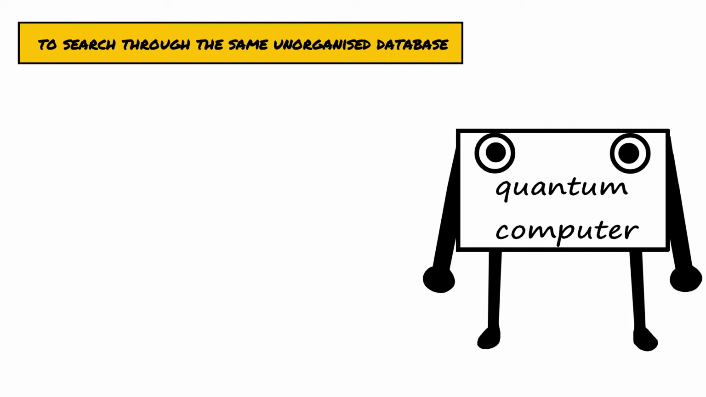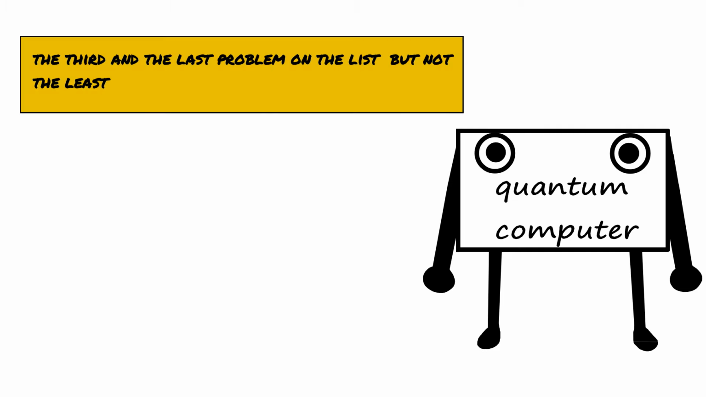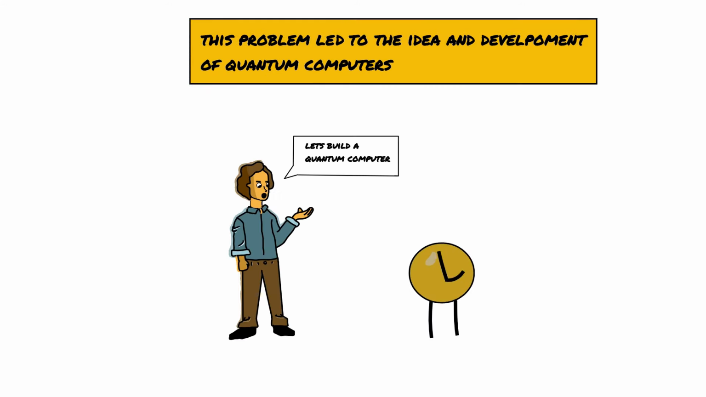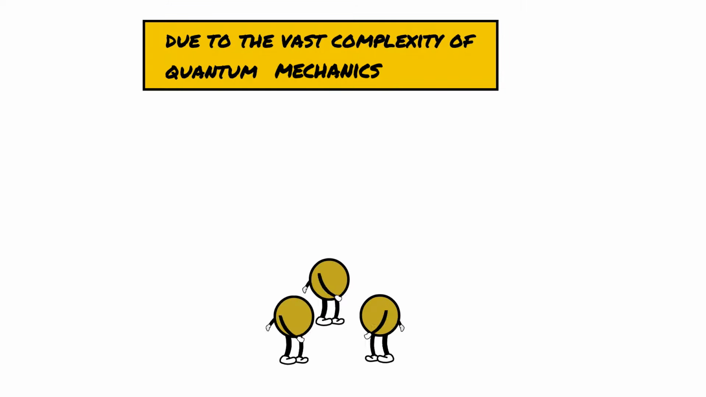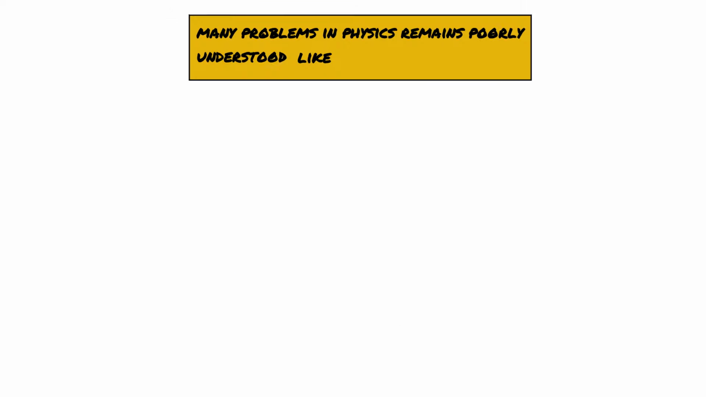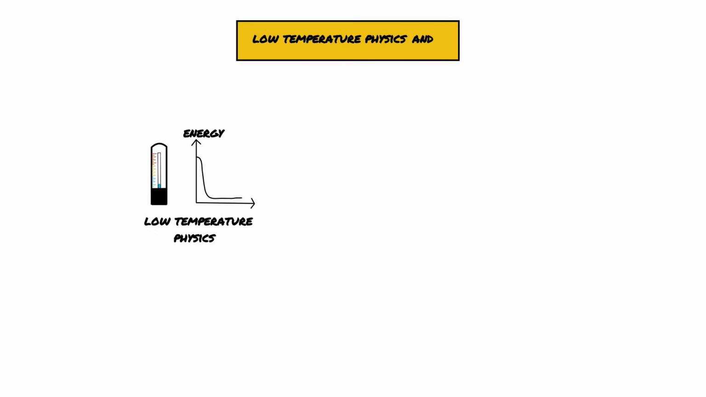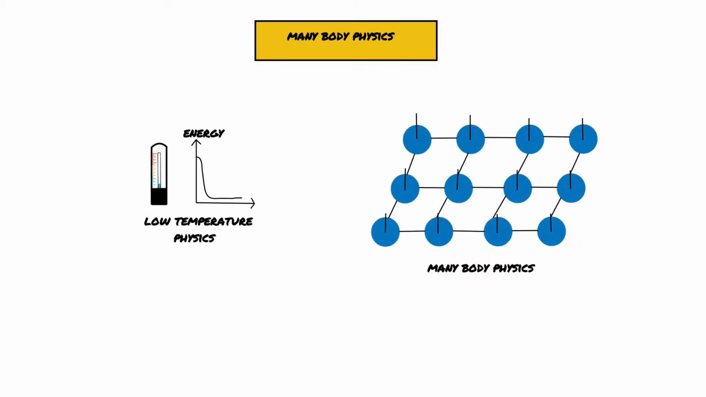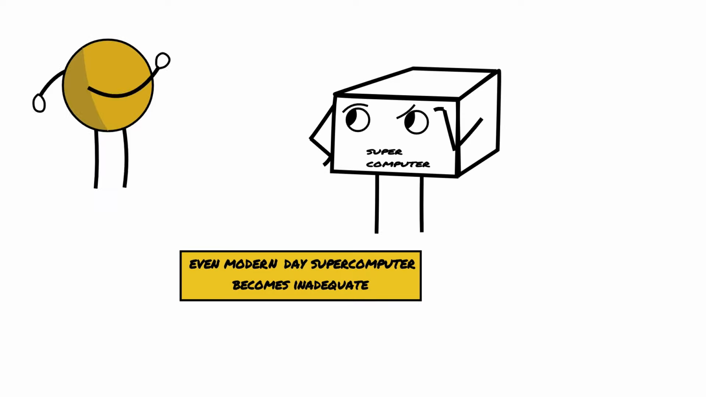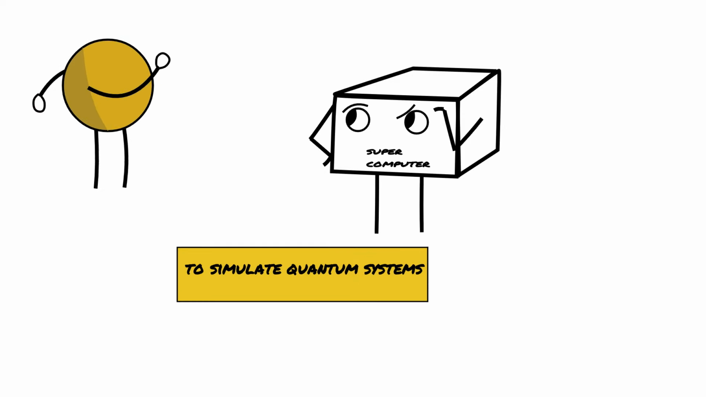The third and the last problem on the list, but not the least, is quantum simulation. This problem led to the idea and development of quantum computers. Due to the vast complexity of quantum mechanics, many problems in physics remain poorly understood, like low-temperature physics and many-body physics. Even modern-day supercomputers become inadequate to simulate quantum systems.